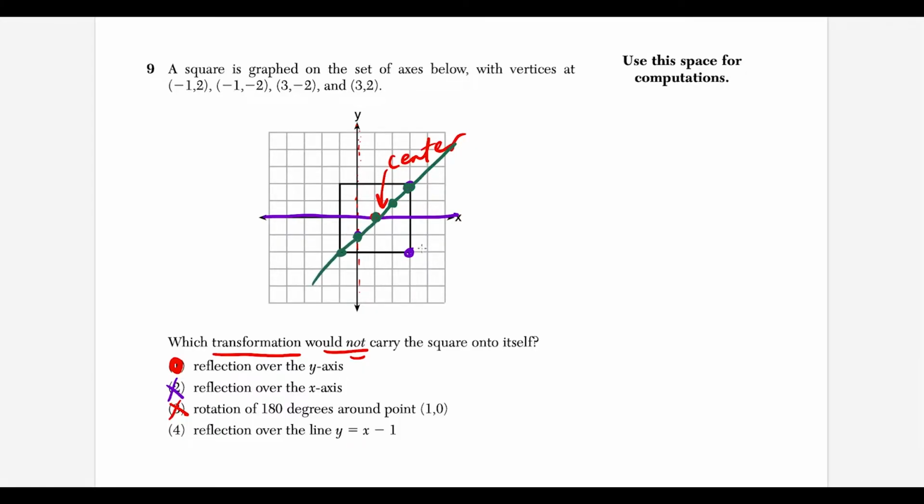So if we fold the square over this dotted line here, or over this solid line in green, this square would fold perfectly in half, with everything on this side landing perfectly on everything on this side. So that's why choice 4 is out, and it's definitely choice 1.